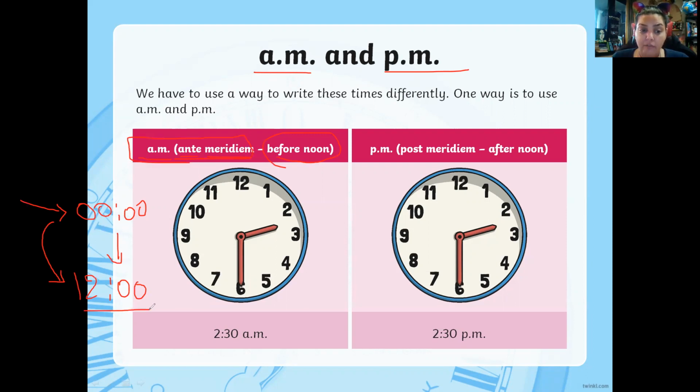After 12, when it is 2, 3, 4 in the afternoon, we call it PM. That is from 12:01 until 23:59, and we'll talk about this a little bit more later. Okay.